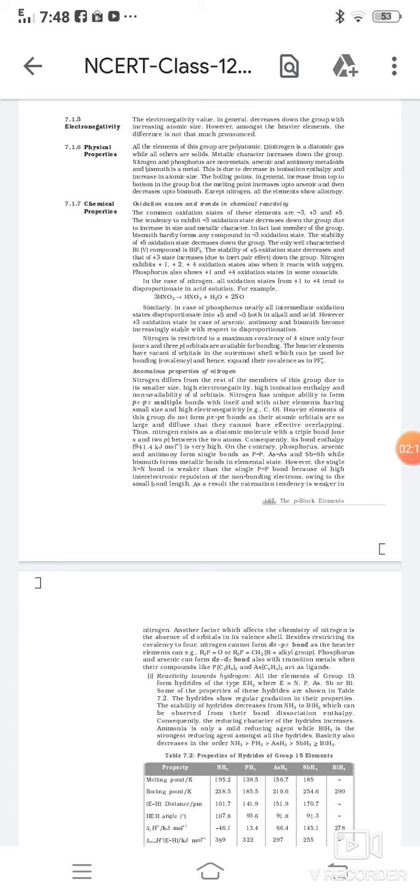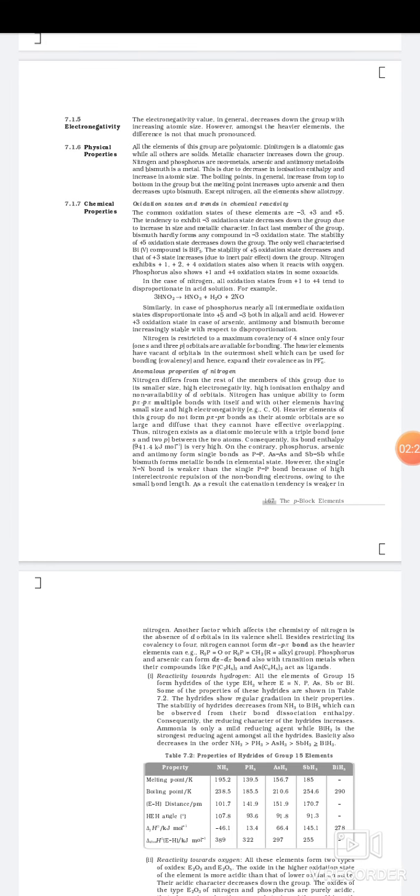Nitrogen is restricted to a maximum covalency of 4, since only 4, that is one 2s and three 2p orbitals, are available for bonding. The heavier elements have d orbitals in the outermost shell, which can be used for bonding, and hence expand their covalency, as in PF6-. A very important topic: anomalous properties of nitrogen.